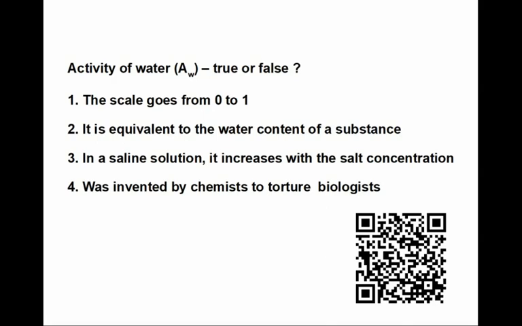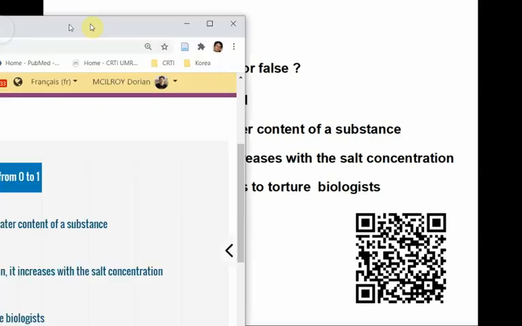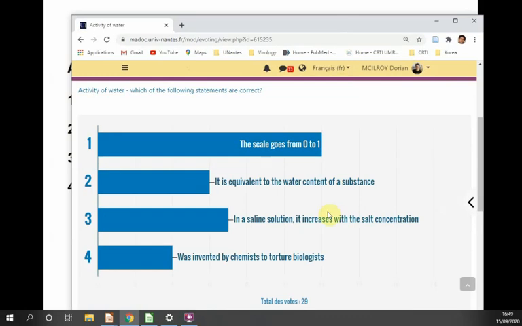Okay, we've kind of run out of time, so I'll just very quickly go through the answers here. Good voting, fast voting, very good. The scale goes from 0 to 1. That's correct, right? So 100% relative humidity divided by 100 gives you 1. That's the maximum you can get.